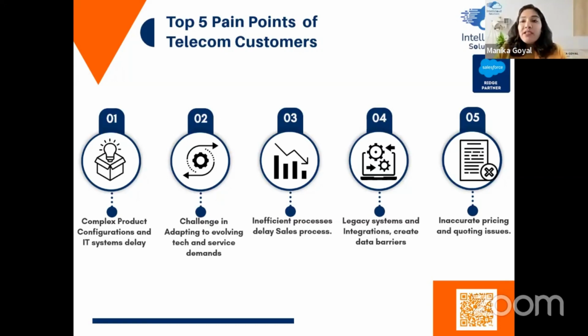So if I summarize those, the thing on the screen is the five pain points of these telecom customers. Primarily, telecom products are not as simple as a simple manufacturing product, or as simple as a retail product. Telecom products are pretty complex, and that's where it takes a village to get the product live in the market. That means there is a multitude of people involved, and also the systems that are involved. So essentially, complex product configurations lead to dependencies on the IT systems and teams.